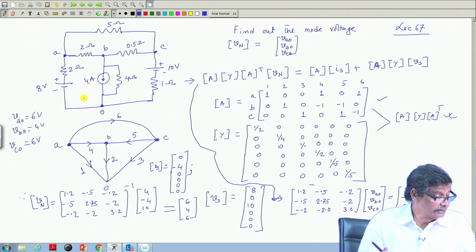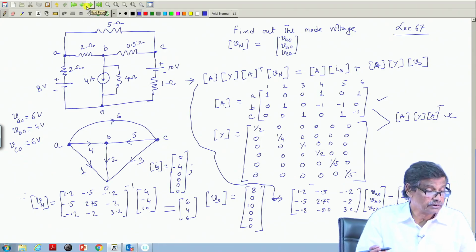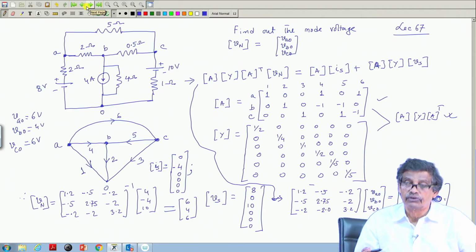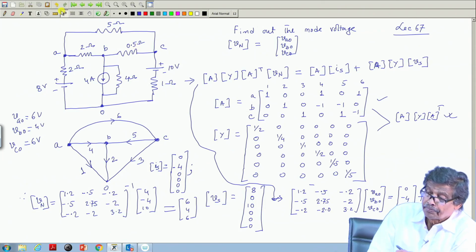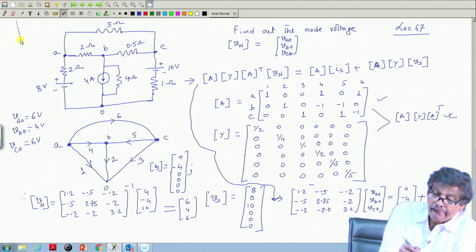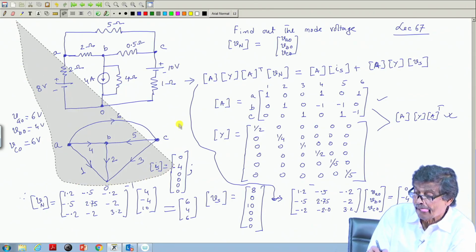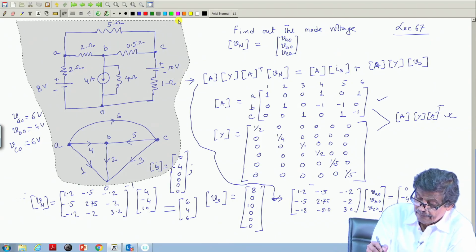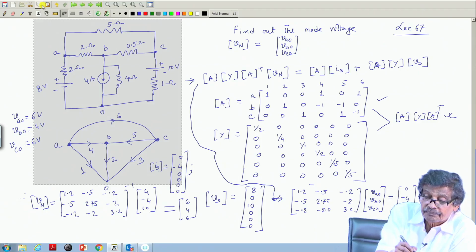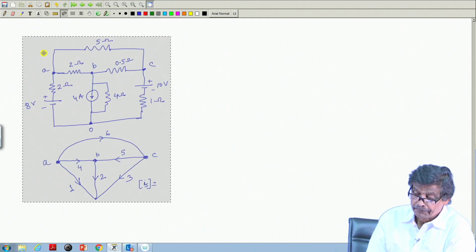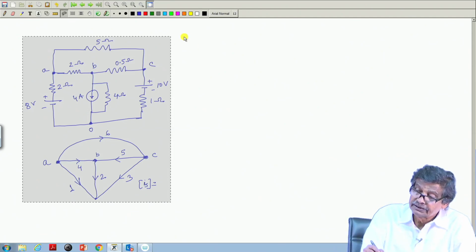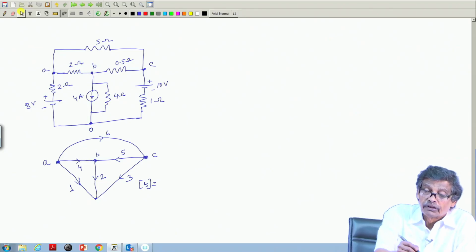Now, finally, another problem: for the same network, we will try to find out the twig voltages. Let us see. So, the same network. Let me copy this, open a new page, and paste it here. So, this is the network given earlier and we want to solve it.